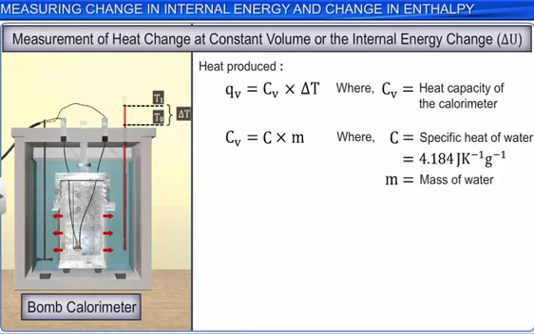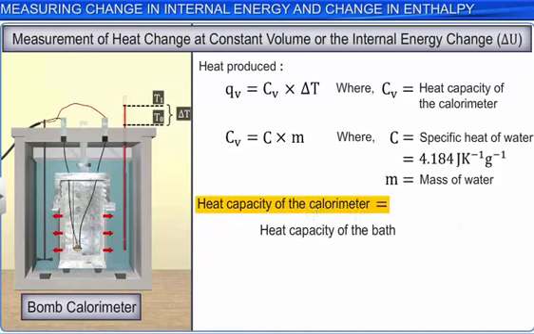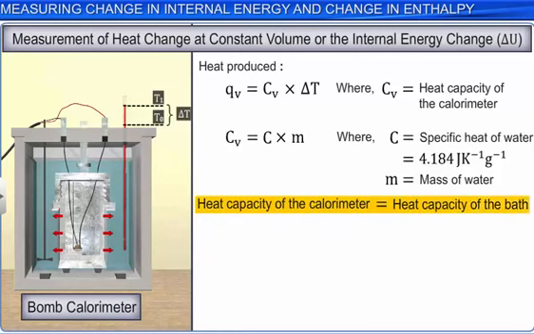Actually, the heat capacity of the calorimeter or the system is the sum of the heat capacity of the bath, that is, water, and the heat capacity of the bomb, that is, the metal. Water has a high value of heat capacity as compared to the metal of the bomb. Thus, the heat capacity of the metal is neglected, and the heat capacity of the calorimeter is taken as the heat capacity of only the bath.